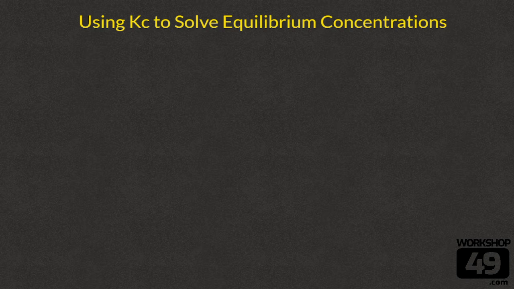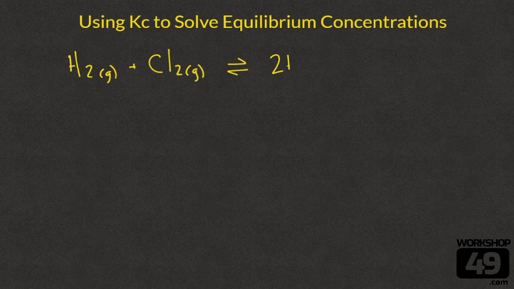Hey everybody! In this video we are going to be using Kc to solve equilibrium concentrations. So in our past videos we've been learning how to write equilibrium expressions. So we're going to get a balanced chemical equation here and we'll get started. So we got some hydrogen plus some chlorine, and this is a reversible reaction to make hydrogen chloride.